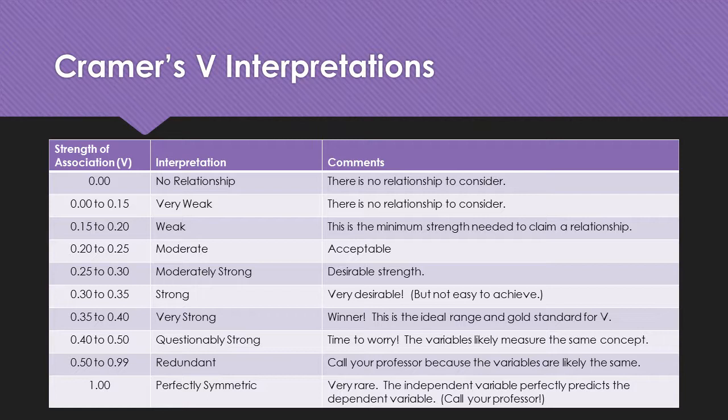0.30 to 0.35 is strong. 0.35 to 0.4 is very strong. 0.4 to 0.5 is questionably strong. 0.5 to 0.99 is redundant. And 1.00 is perfectly symmetric, and this finding is very rare.